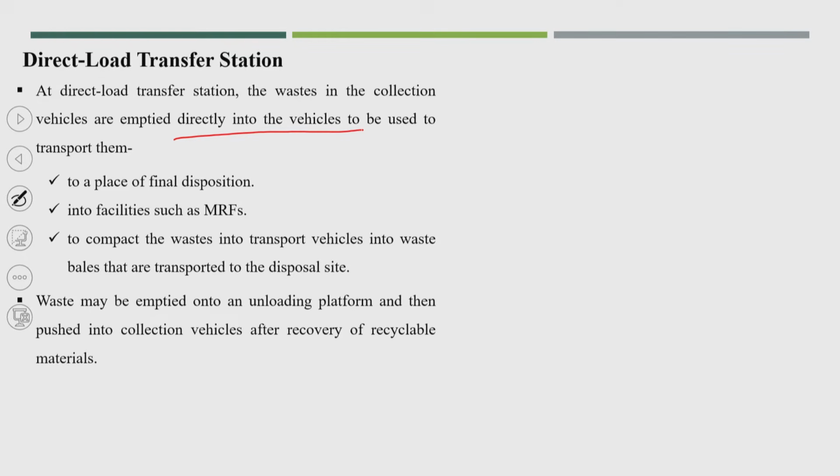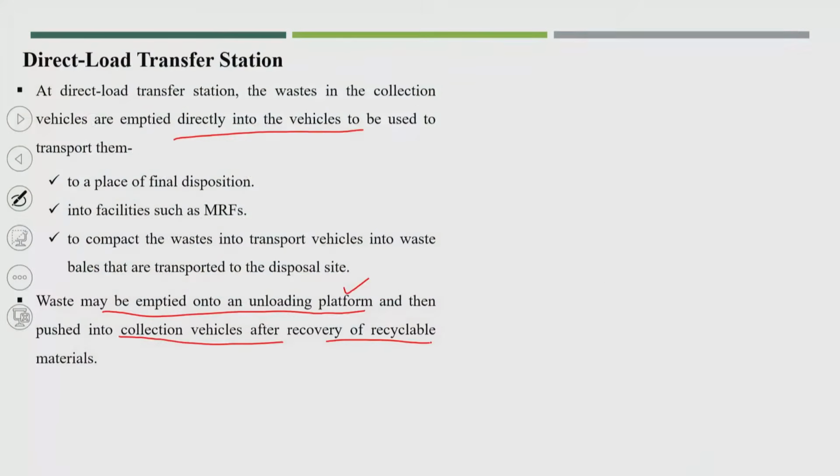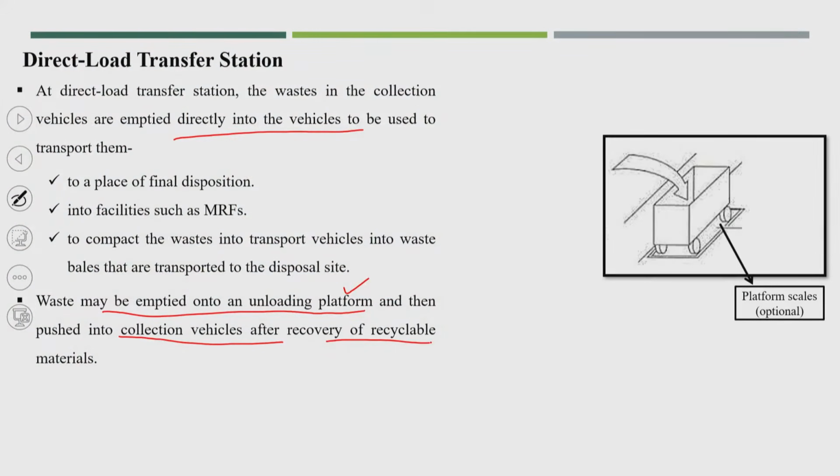Waste may be emptied onto an unloading platform and then pushed into the collection vehicle after recovery of recyclable matter. So, one way is emptied directly into the vehicle, and the other way is emptied onto an unloading platform and then pushed into the collection vehicle. Here we can plan to get some recycling material, and then it is pushed to the larger collection vehicle. Here is the platform, and the smaller vehicle gets unloaded into the larger vehicle.